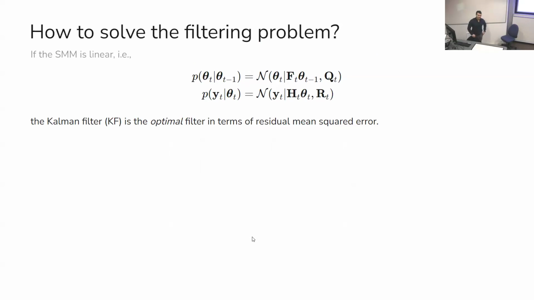Now the question is, well, how do we estimate the state, right? How do we either estimate the parameters of the latent state, or how do we make a forecast? So if it turns out that the SSM is linear, right? It's Gaussian and linear, then the Kalman filter is the optimal filter in terms of residual mean squared error between the states. So if the only thing you care about is to minimize the RMSE between your true state and your estimated state, in terms of RMSE, the Kalman filter is the optimal filter.